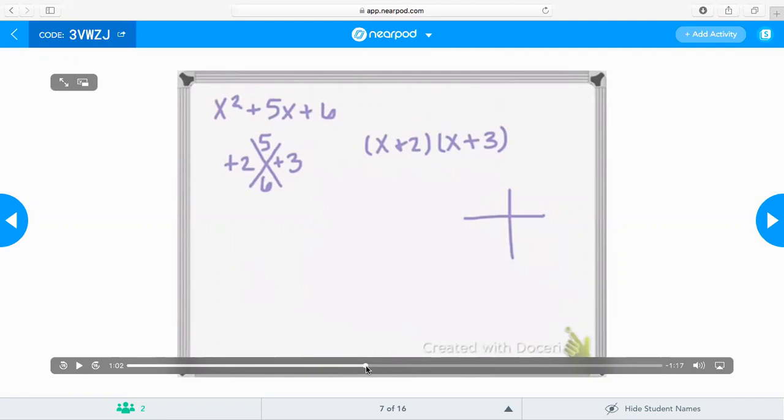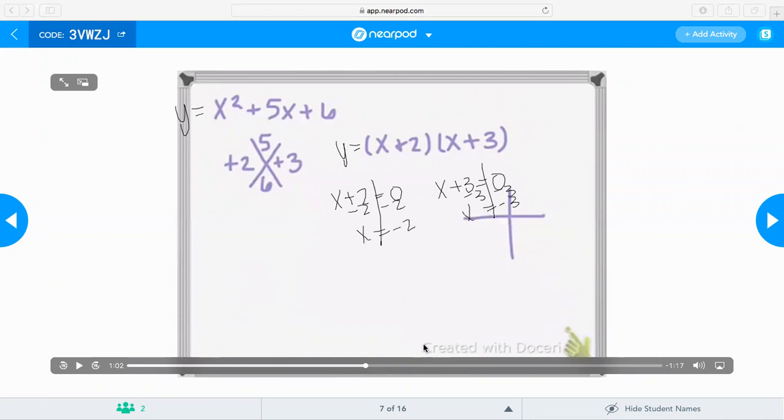But what if it asks you for the zeros? What would I do with my two factors? You would set them equal to 0. So I do x plus 2 equals 0, and x plus 3 equals 0, because on the x-axis the y value is 0, because this is y equals x squared plus 5x plus 6, which is y equals x plus 2 times x plus 3. So subtract 2 from both sides, subtract 3 from both sides, x would equal -2, and x would equal -3.